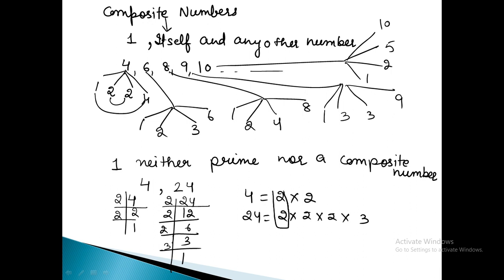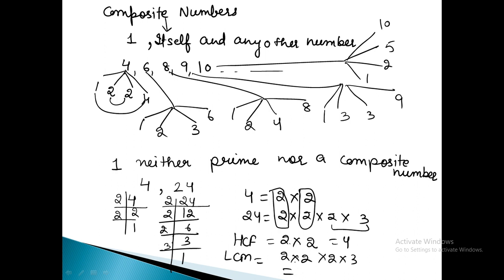Now take the common values, common factors. 2 into 2, and write it one time. 2 into 2, 4. This is your HCF. For LCM, we have to take this HCF value, 2 into 2, and the remaining values, 2 into 3. 2 2's are 4, 4 2's are 8, 8 3's are 24. So 4 and 24's HCF is 4 and LCM is 24.